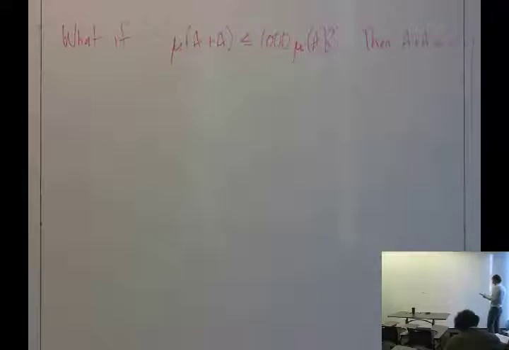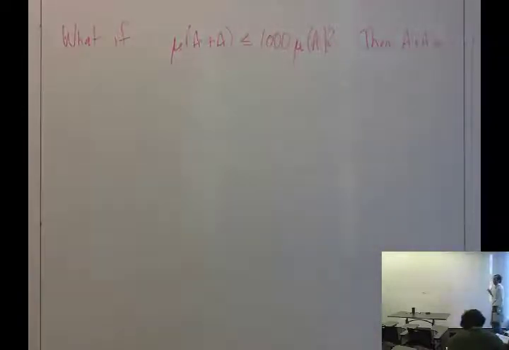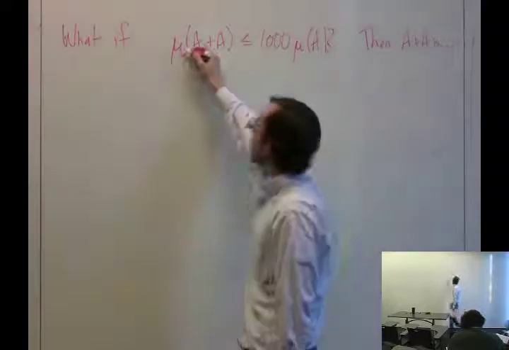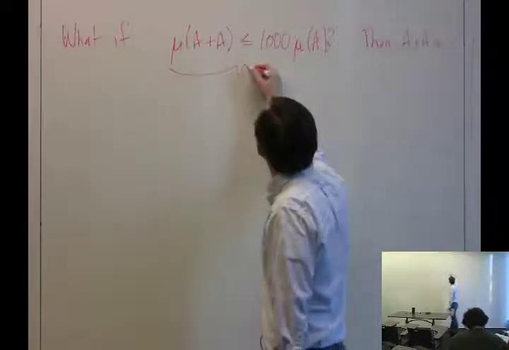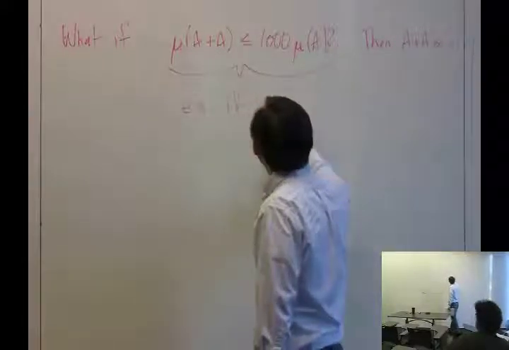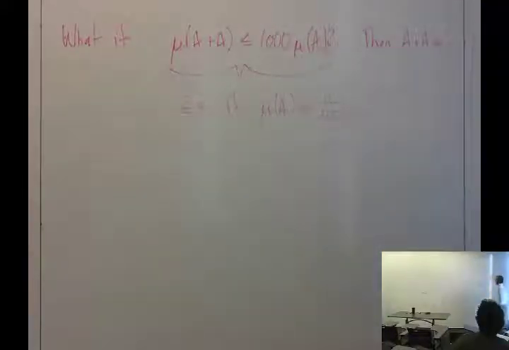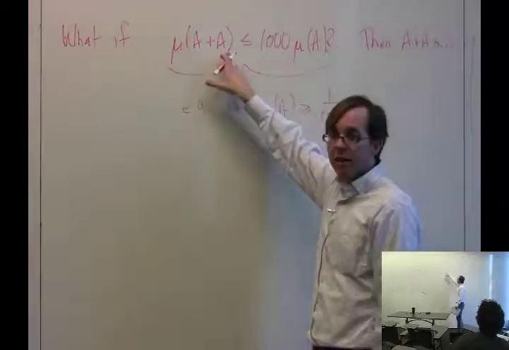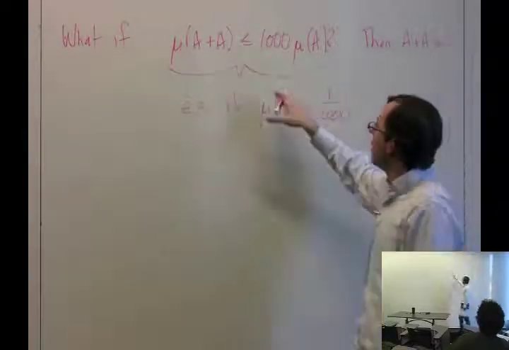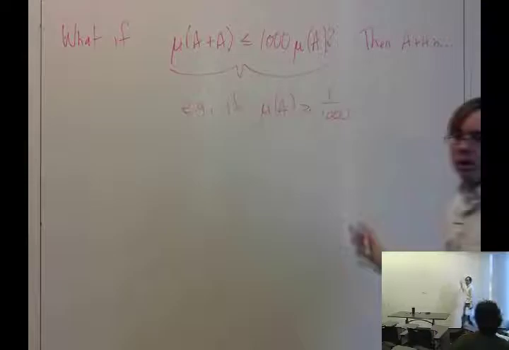Well, this is a much more subtle question, so let me go over some possibilities. In fact, all the difficulty of this question is already wrapped up in a special case. It's an equally interesting special case. One way this can happen is if the density of A is itself at least 1/1,000. If the density of A is at least 1/1,000, I don't really know what A plus A is, but its density is at most 1. So this is an example where the density of the sum set is at most 1,000 times the density of the original set.